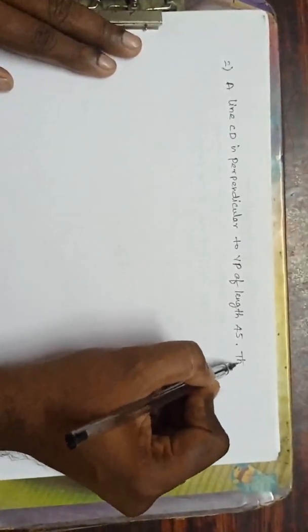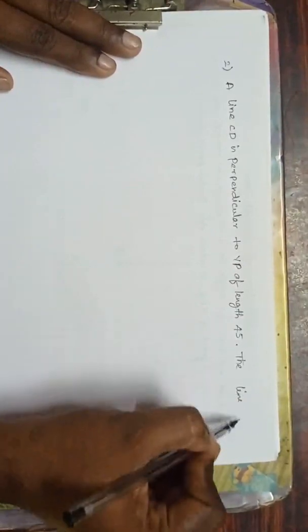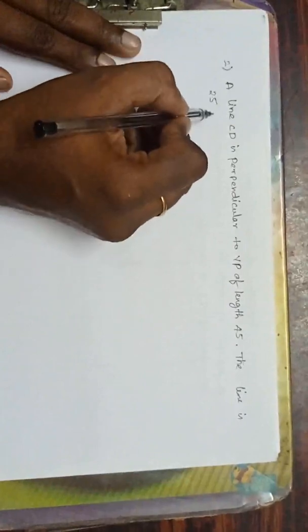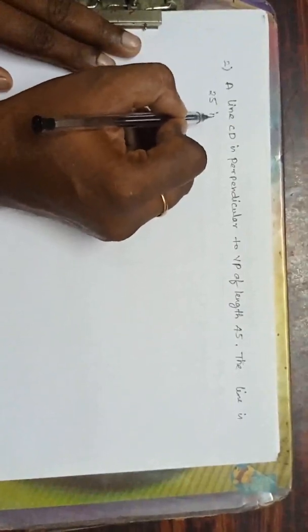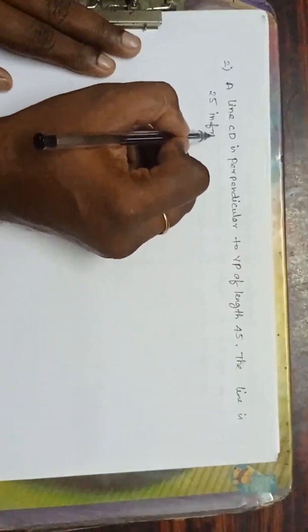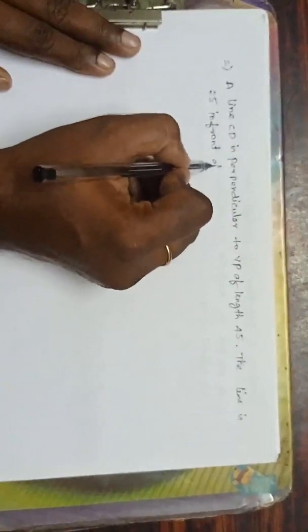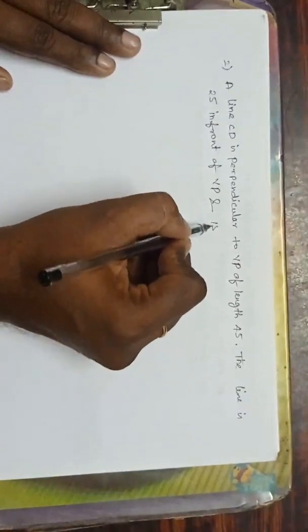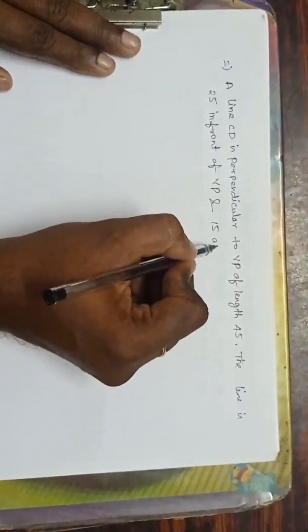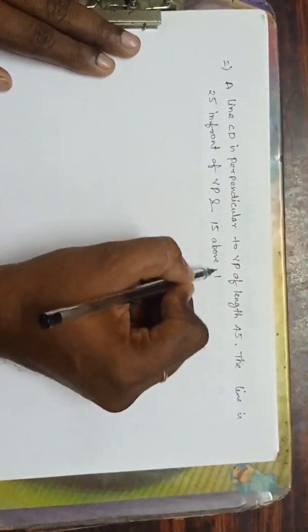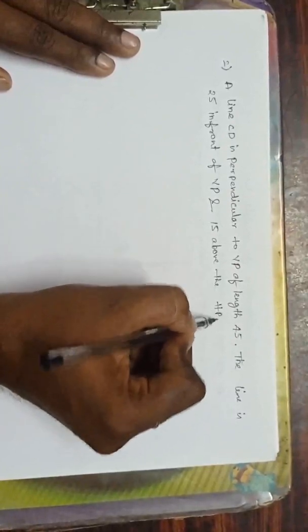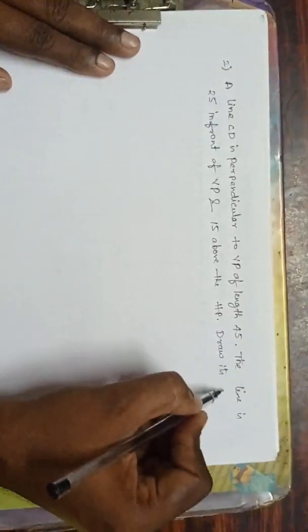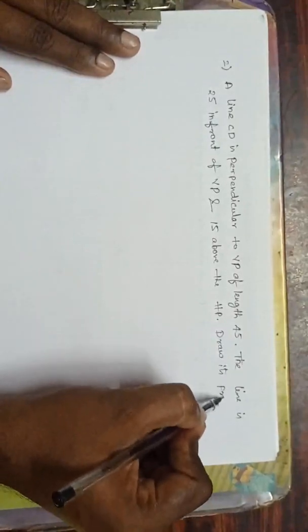The line is 25 in front of VP, and 15 above the HP. Draw its projections.